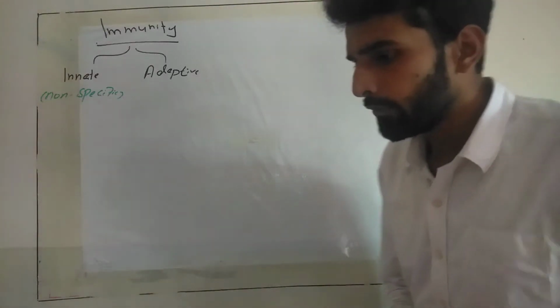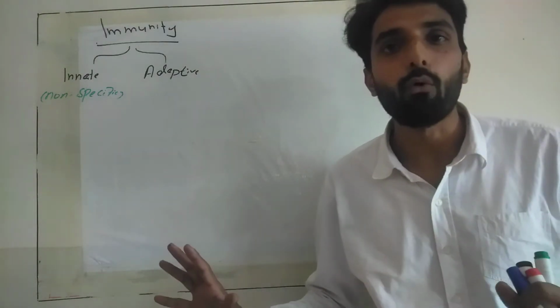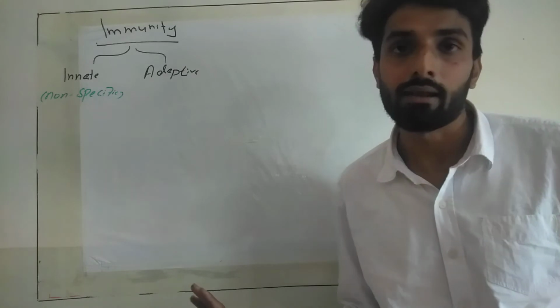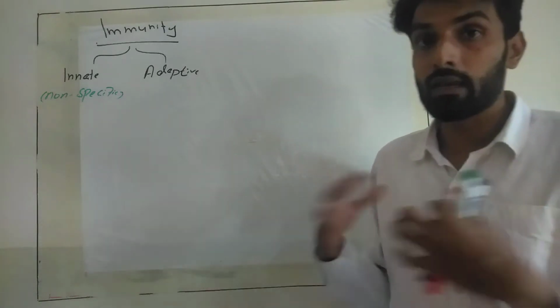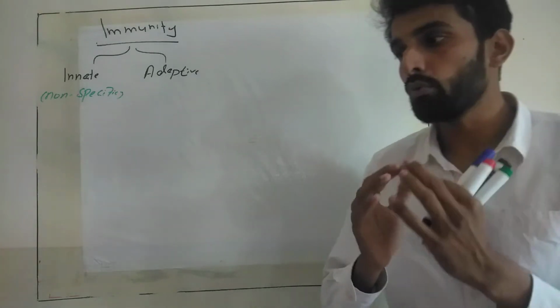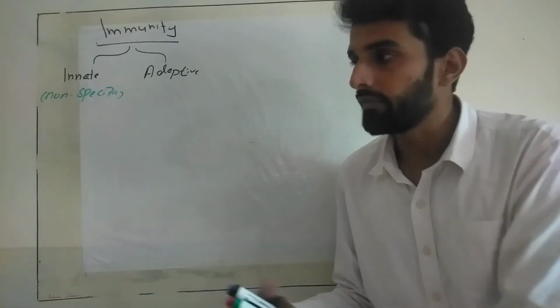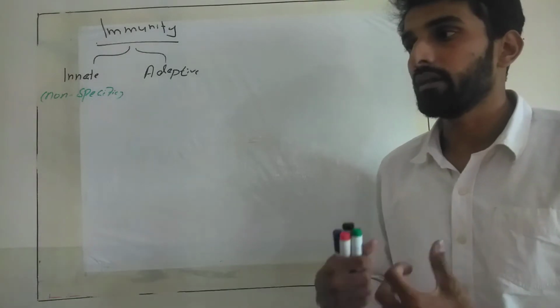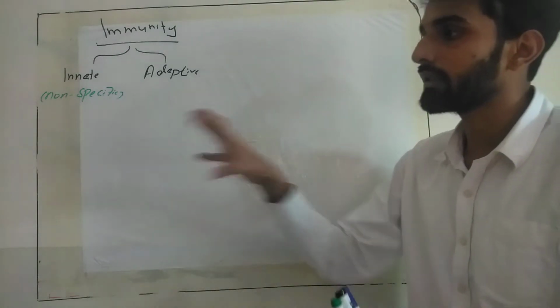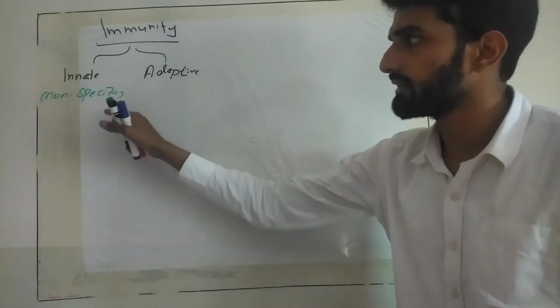Non-specific means this is the immunity that we have at the time of birth. We have not been exposed to any antigen yet, still we have a kind of immunity in our body, and the purpose of this immunity is just to differentiate between self antigen and foreign antigen. If there is a foreign, non-self antigen, obviously they will go, attack, and destroy that particular antigen.